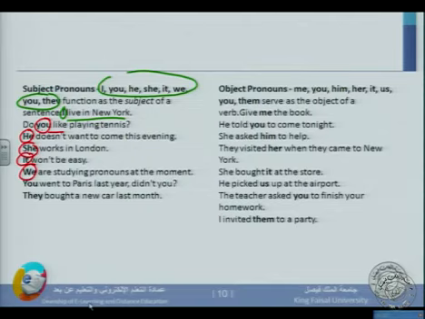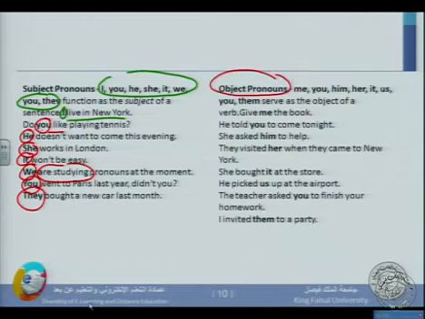We are studying pronouns at the moment. نحن ندرس الضمائر في هذه اللحظة. We also came as a subject, are studying, this is the verb. You went to Paris last year, didn't you? So you, here subject, went is the verb. They bought a new car last month. They is a subject, and bought is the past form of buy.